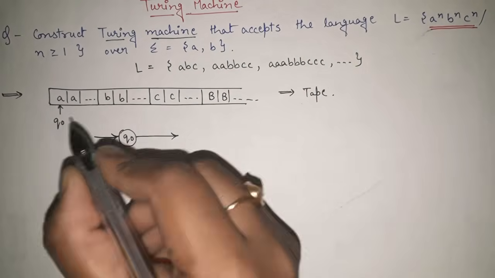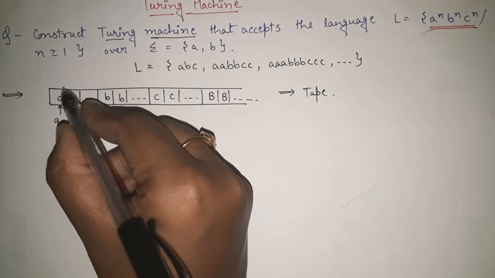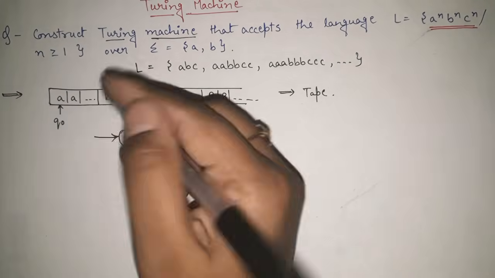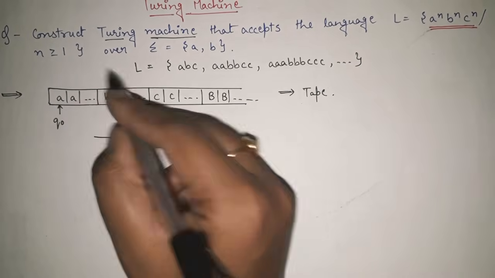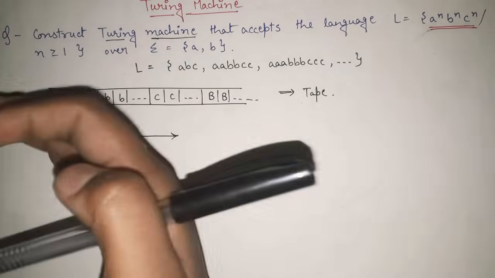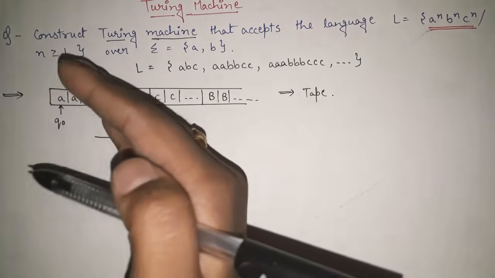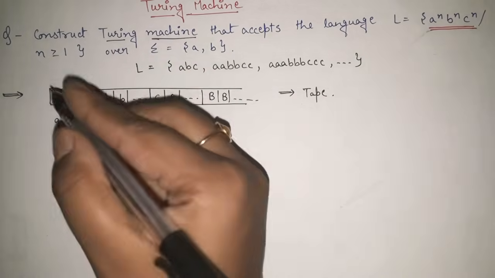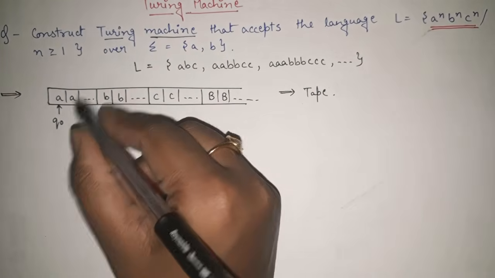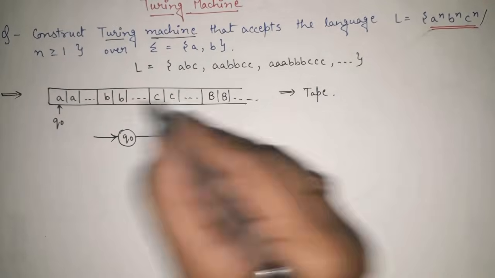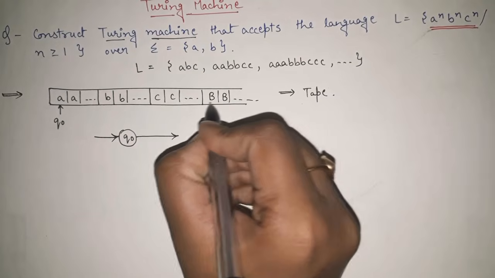Fine. So the concept that we will be using is, first of all, we will trace the first A, then we will go and trace the first B, and then we will go and trace the first C. Then again we will go to the second A, second B, second C, third A, third B, third C. We will go on in a loop, right? We will cancel out the first A, cancel out the first B and cancel out the first C. Then second A, second B, second C, like that the loop goes on, and at the end of the loop, we should be left with only blank symbols.